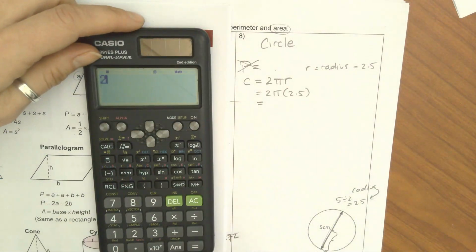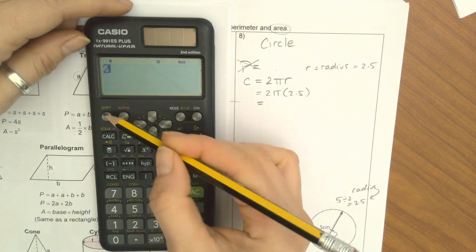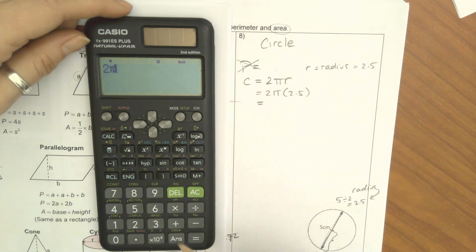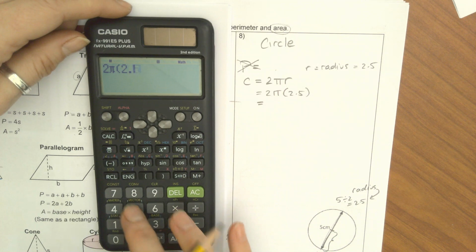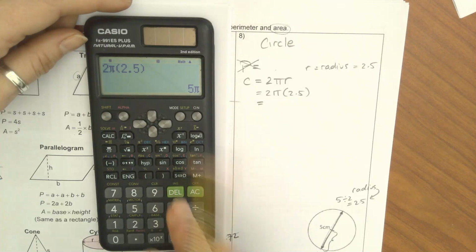So 2, where's the pi? Pi button's underneath this one. If you look closely, there's a little pi there. Because it's yellow, I'm going to put shift first. 2 pi, and then 2.5. Now it's going to say 5 pi. I don't want that. I want a decimal, so I'm going to push D for decimal.